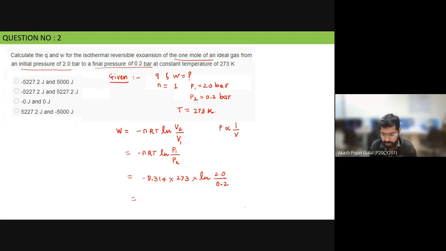So can you calculate this? If you calculate, W comes out to be minus 5226.228. Fine.